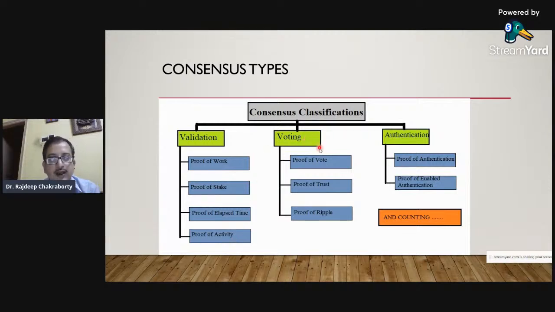Another type is voting based. Voting based includes proof of vote and proof of trust. Voting based means whenever I want to add a block, voting is called.